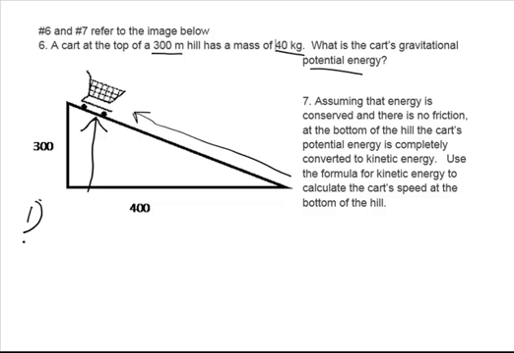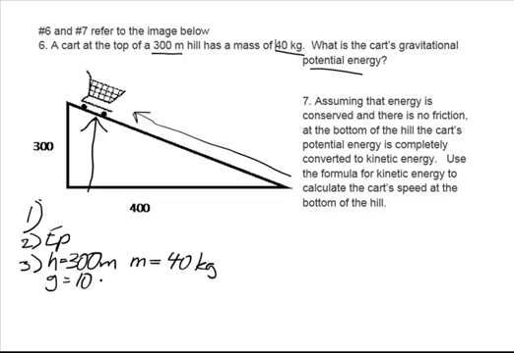Okay, so number 1, I've got a picture. Number 2, what are we looking for? We're looking for gravitational potential energy. Number 3, what are we given? We're given the height is 300 meters. We were given the mass is 40 kilograms, and we're also given that it's on Earth. We can make that assumption. Number 4, what's our relationship? We are looking for gravitational potential here. So gravitational potential is mass times gravity, that's the weight, times the height.